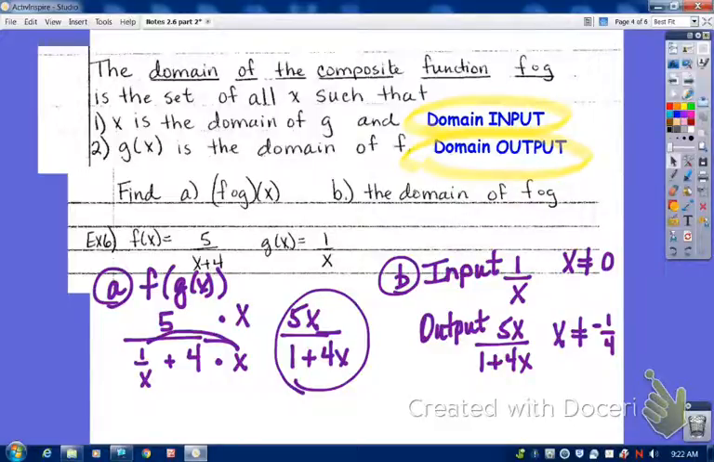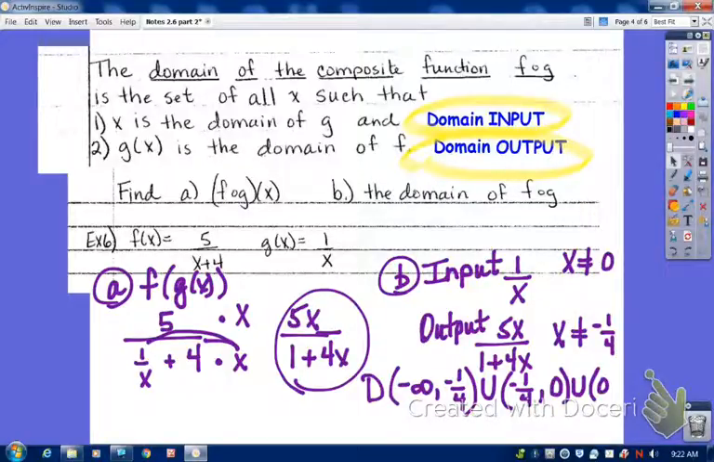So how many intervals are we going to have? 3. Negative infinity to negative 1/4. Parentheses. Union. Parentheses. Negative 1/4 to the next biggest excluded value, which is 0. Parentheses. Union. Parentheses. 0 to positive infinity.